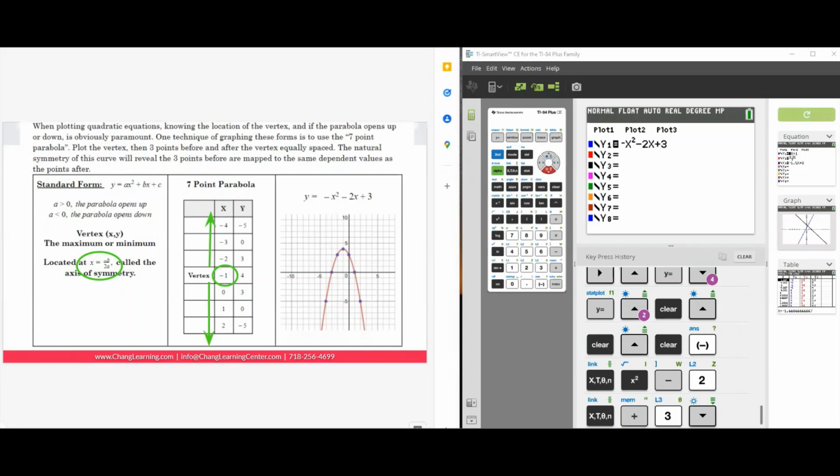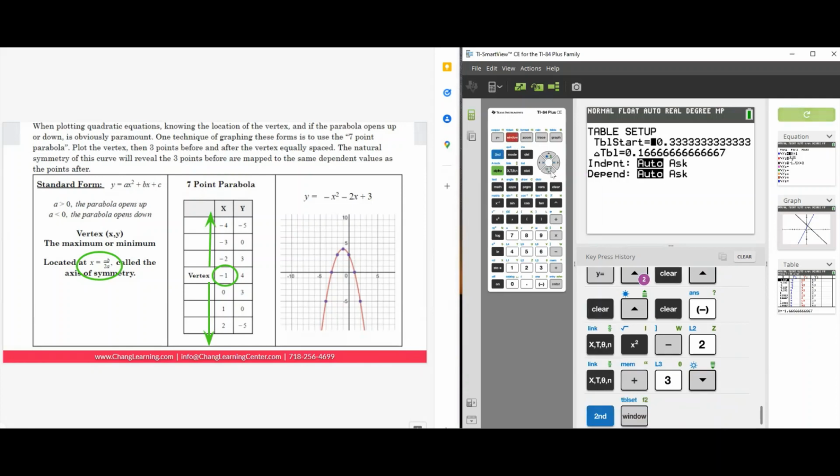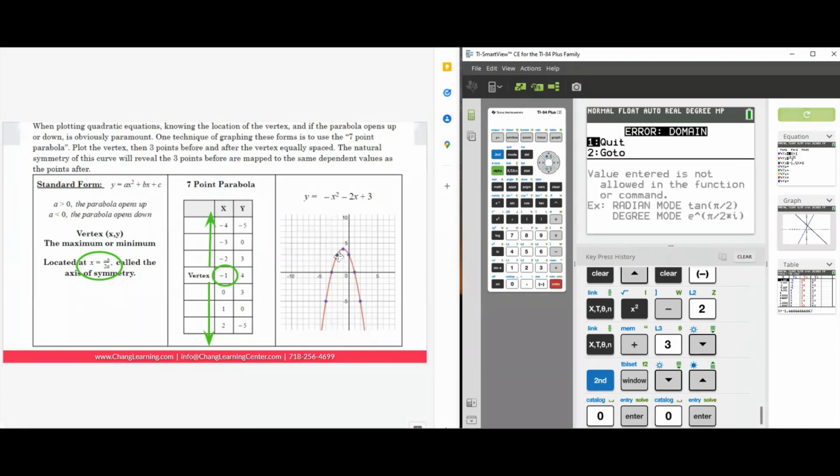So in order to program this correctly, the 7-point parabola, what I can do is I can do second table setting, and this time starting at 0, because we're going to use the integers, because it happens to, the vertex happens to lie on negative 1. Excuse me, hold on just a second.